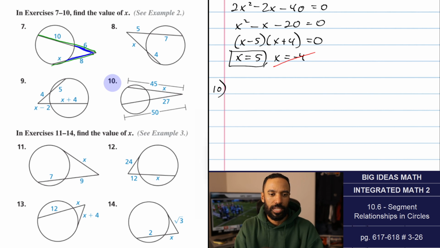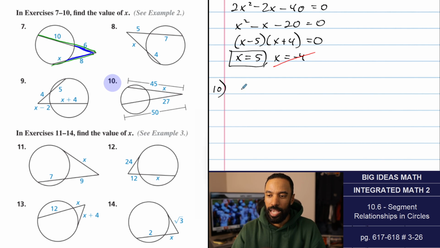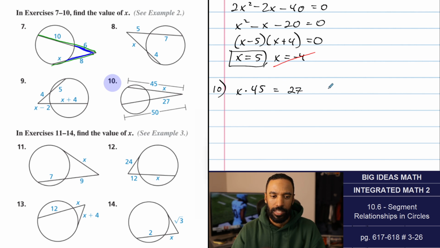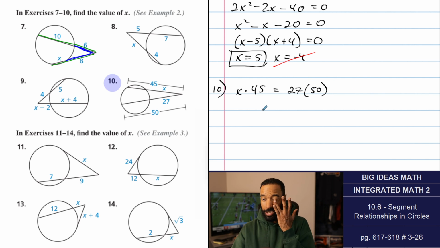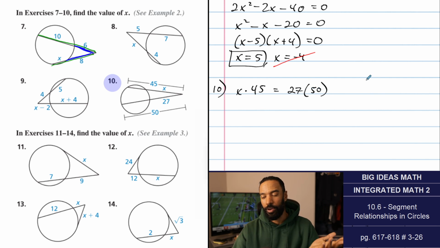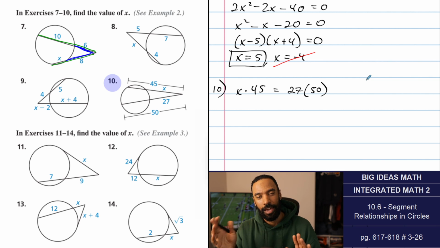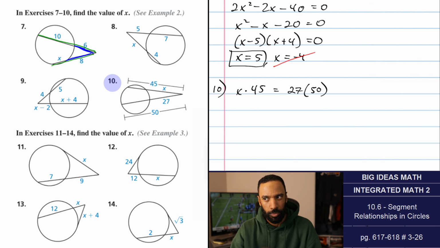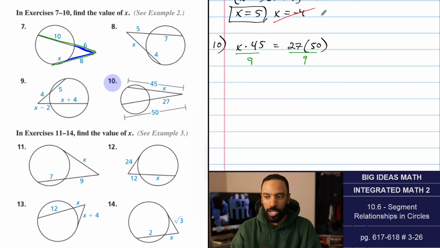Number 10, we have outside times whole equals outside times whole. This time they actually give you the wholes there. 45 is the whole. It's now x plus 45. And here we get outside times whole, 27 times 50. Now, I don't know if I want to do 27 times 50. I think I have ways of reducing this that I'd like to work through. Like, the 45 and the 27 can divide by 9, for example.